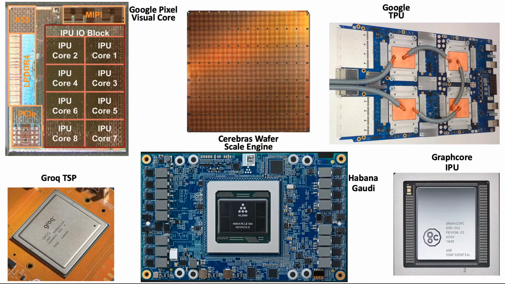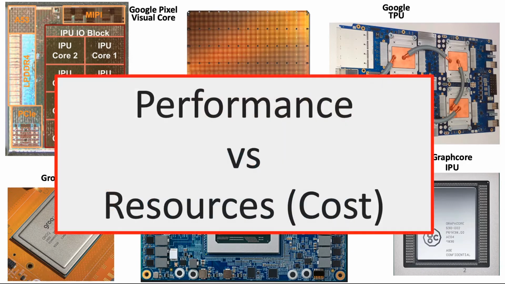In this talk, I'm going to focus on one important aspect of building accelerators: navigating the trade-off between performance and resources. Chips are designed to meet a performance target. However, increasing performance will increase resource requirements. Designers must set a resource constraint to ensure that a chip fits in the target device, such as a phone.